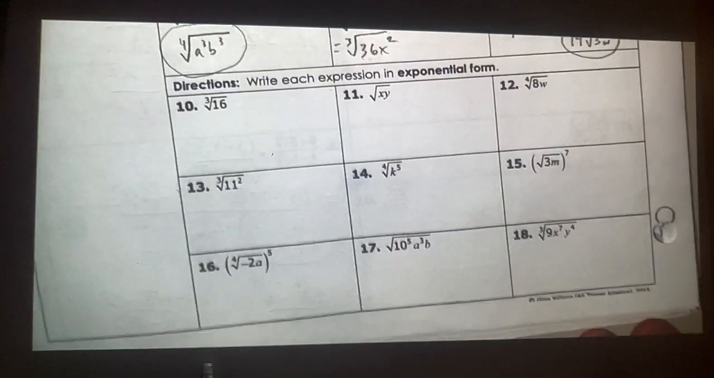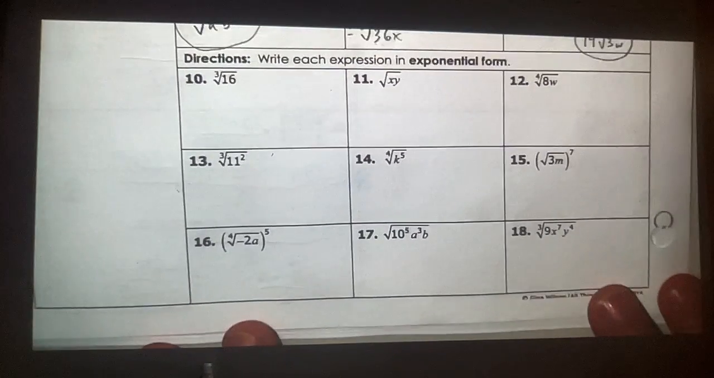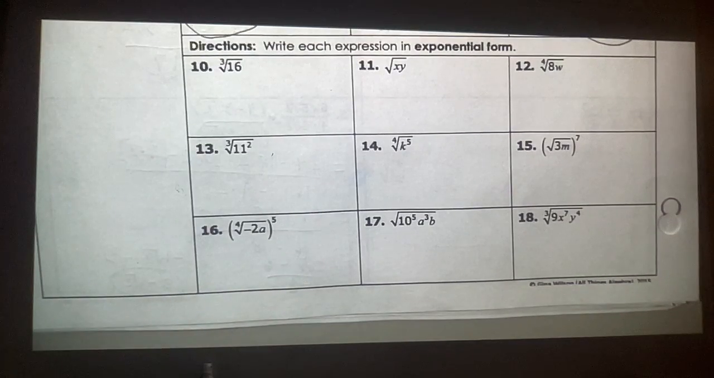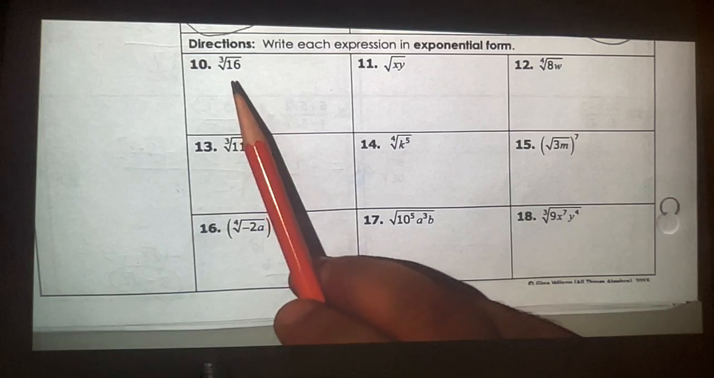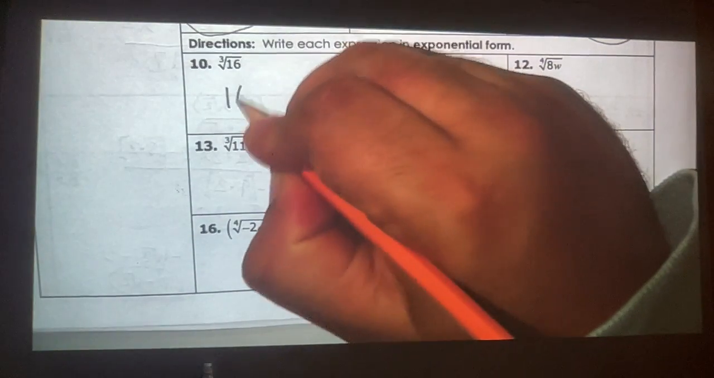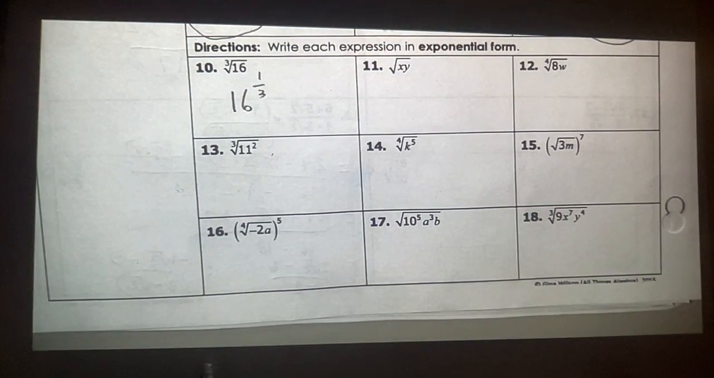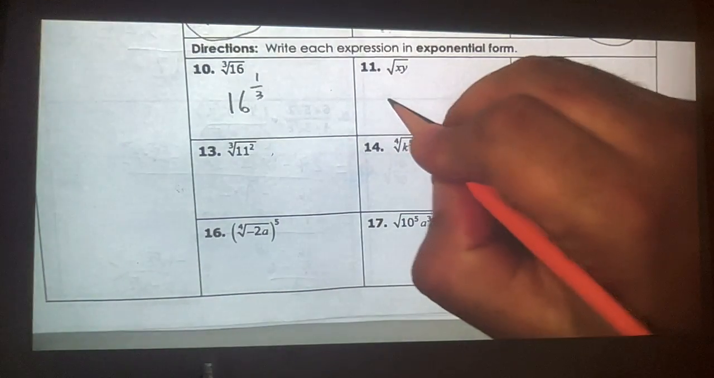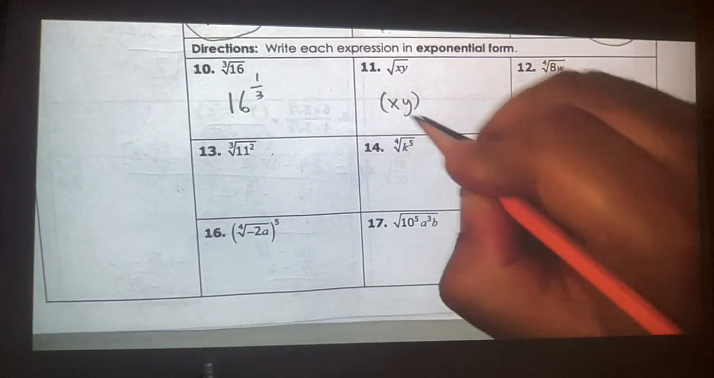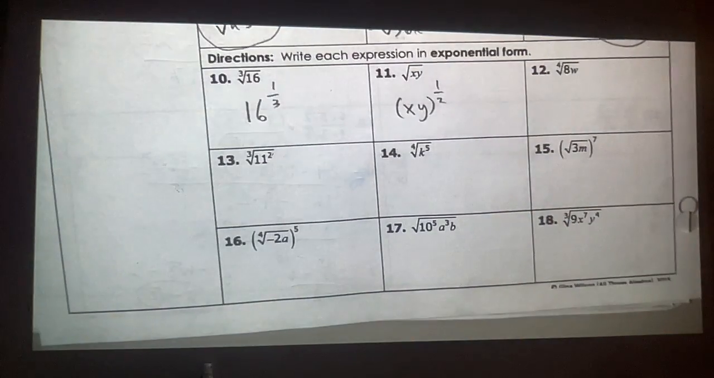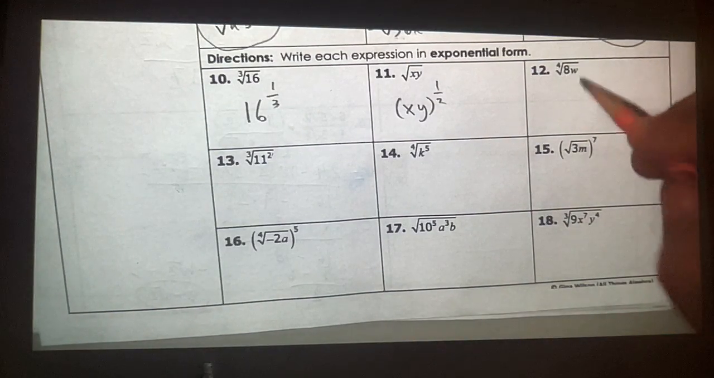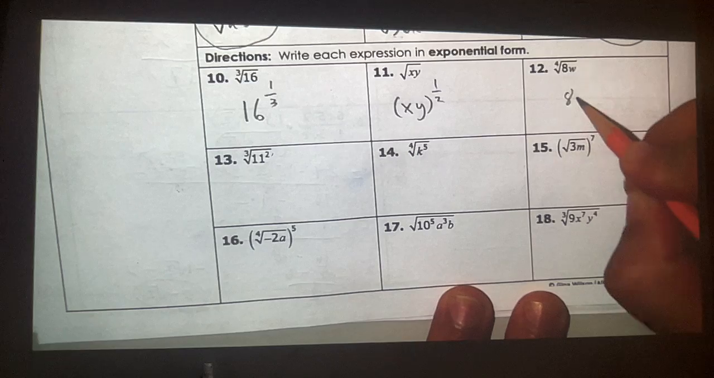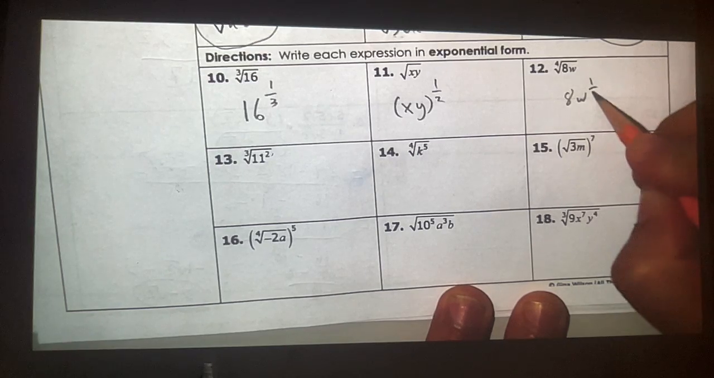Let's do the reverse of it. Let's look down here. We can write each expression in exponential form. So if I give you a 16 under the radical, you can just tell me that's the same as 16 to the 1/3 power. If I give you an xy under a square root sign, the index is 2, so you know that's just xy, both of them, to the 1/2 power. And if I give you this, you can tell me 8w to the 1/4 power.